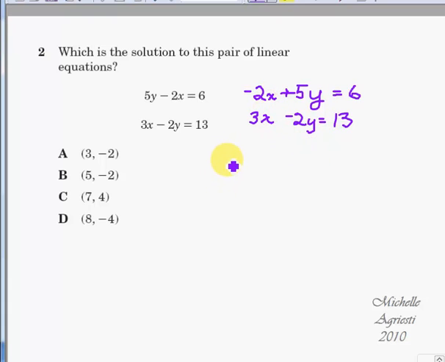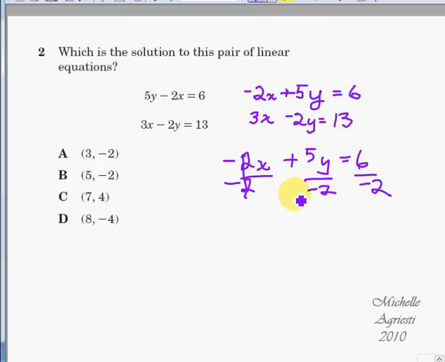Now, looking at the first one, negative 2x plus 5y equals 6. To get x by itself here, I would divide by negative 2. Now when I do that, these would cancel and I'd have x by itself. But on the y term, I'd end up with a fraction, negative 5/2. And we really don't like fractions. So I would not use that for this one. So let's instead divide by 5 and get the y by itself.